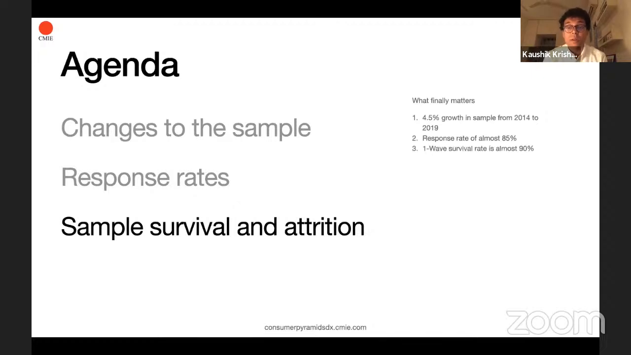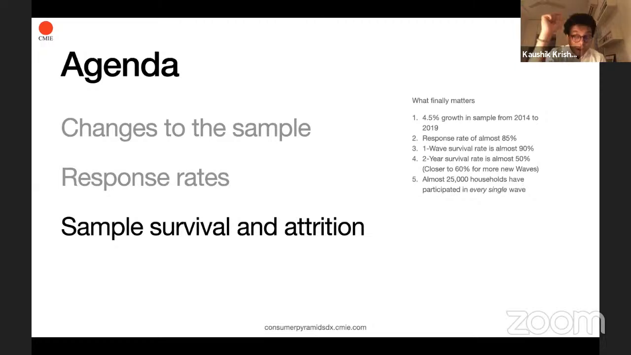One-wave survival rate is almost 90%. Again, that's great. Two-year survival rate, sorry, not just two-wave, two-year, that's six waves, survival rate is almost 50%, closer to 60% for new waves. And almost 25,000 households have participated in every single wave, from wave 1 in 2014 all the way to the end of 2019. Almost 25,000 households participate in every single wave.